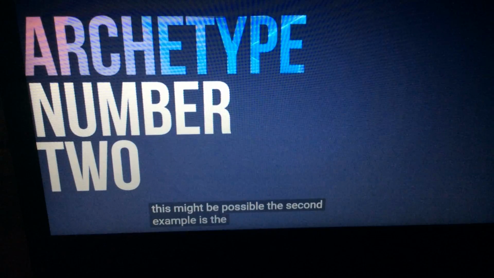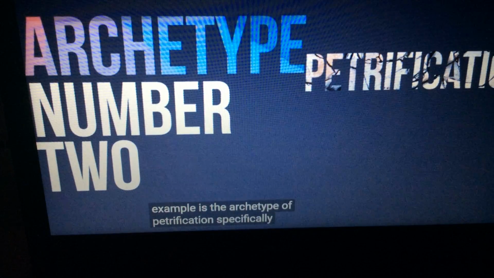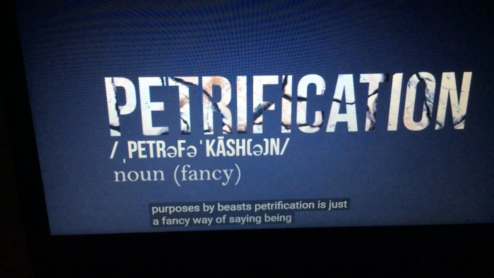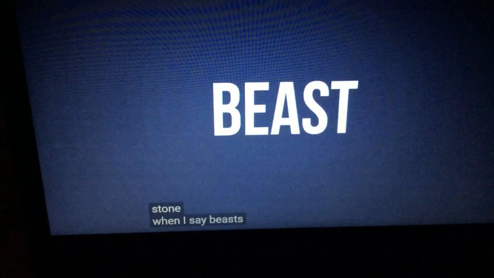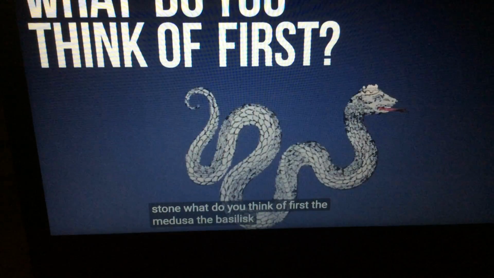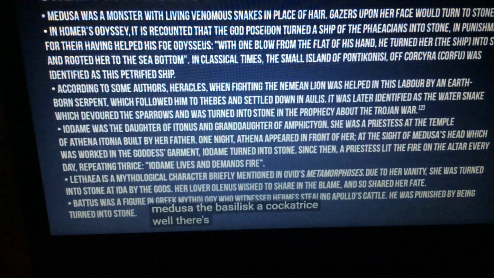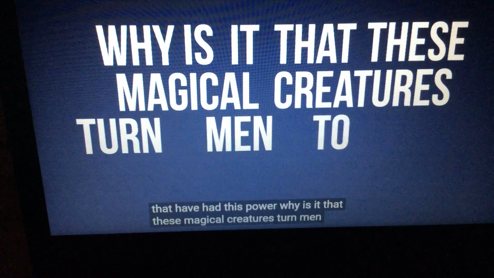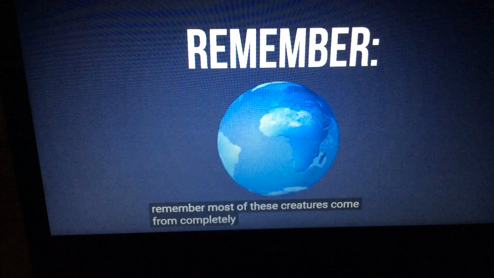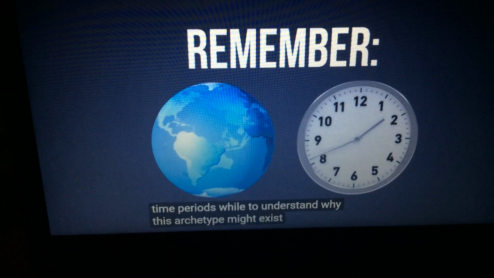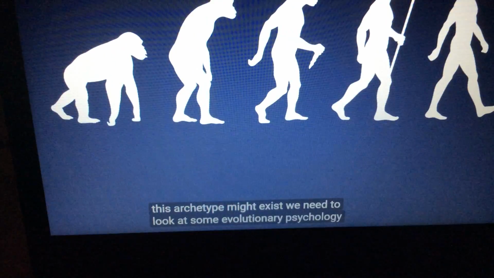The second example is the archetype of petrification, specifically, for our purposes, by beasts. Petrification is just a fancy way of saying being turned into stone. When I say beast that turns men to stone, what do you think of first? The Medusa? The basilisk? A cockatrice? Well, there's dozens of mythical beasts that have had this power. Why is it that these magical creatures turn men to stone when they're looked upon? And remember, most of these creatures come from completely different countries and time periods. Well, to understand why this archetype might exist, we need to look at some evolutionary psychology.